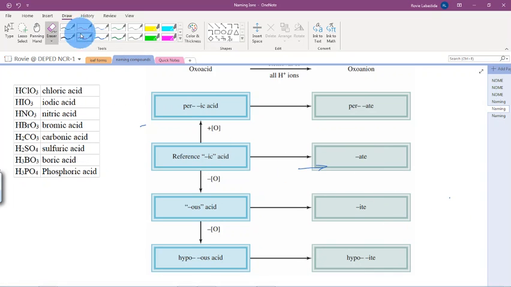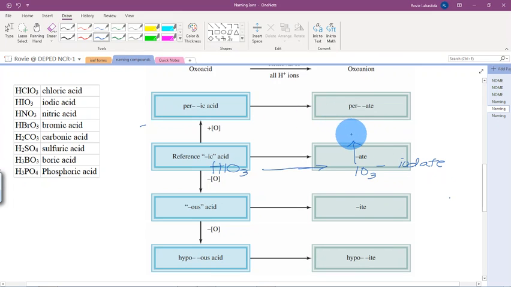Now, let's try iodic acid. We have HIO3. If we form the ion, that will become IO3 negative. So this is called iodate.